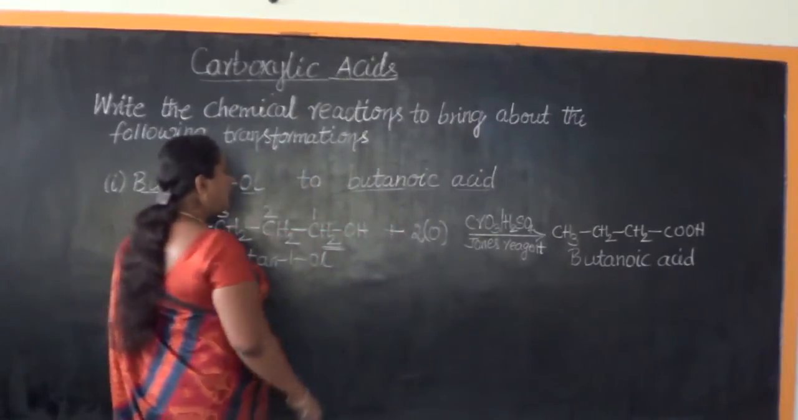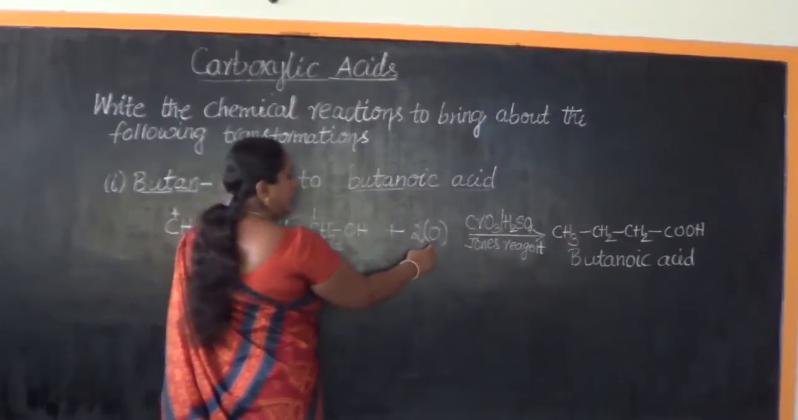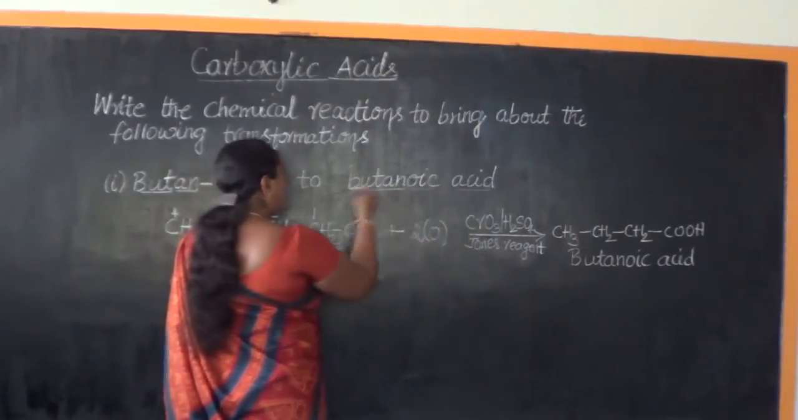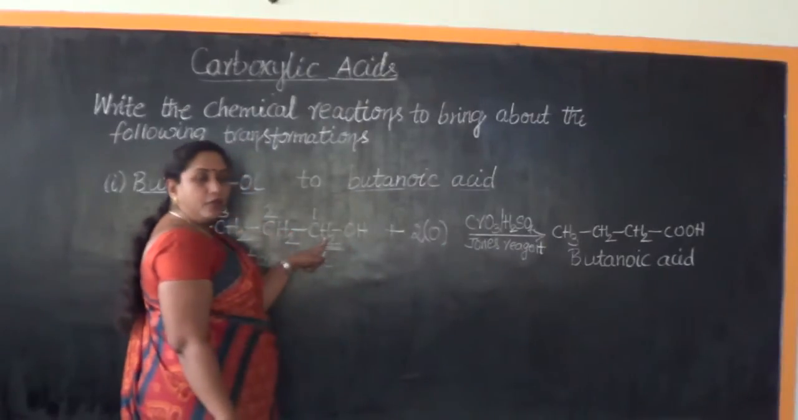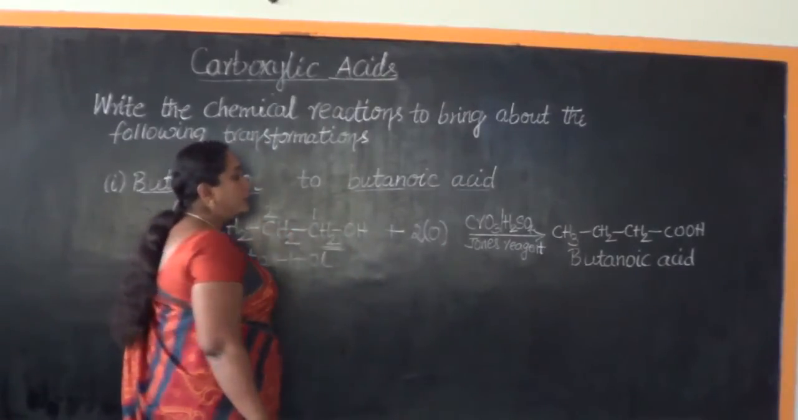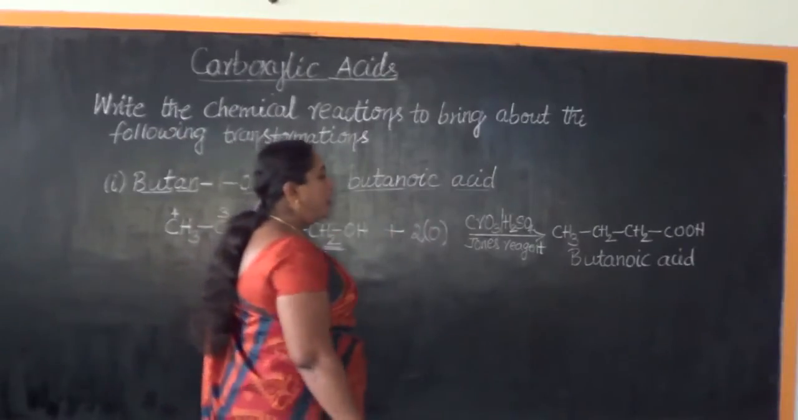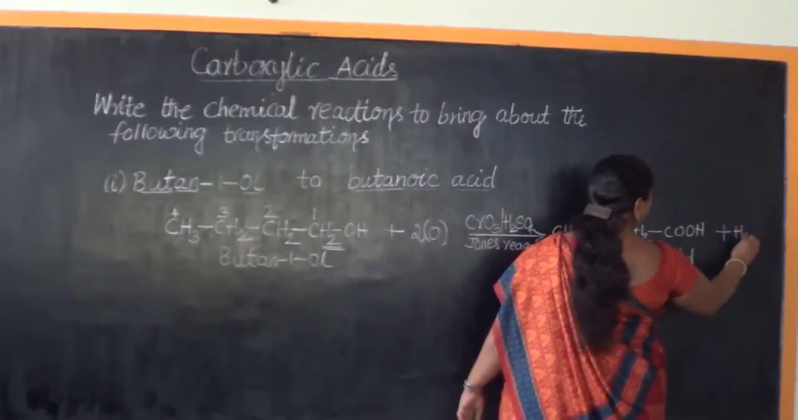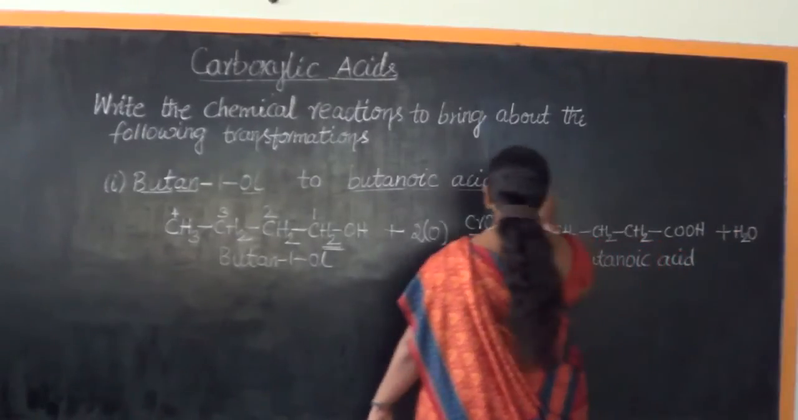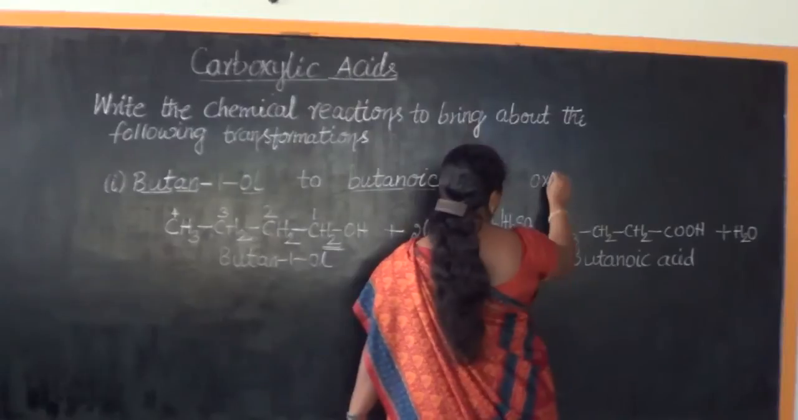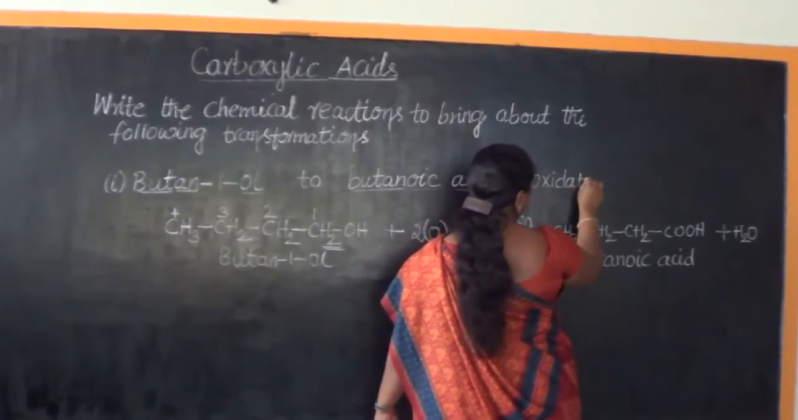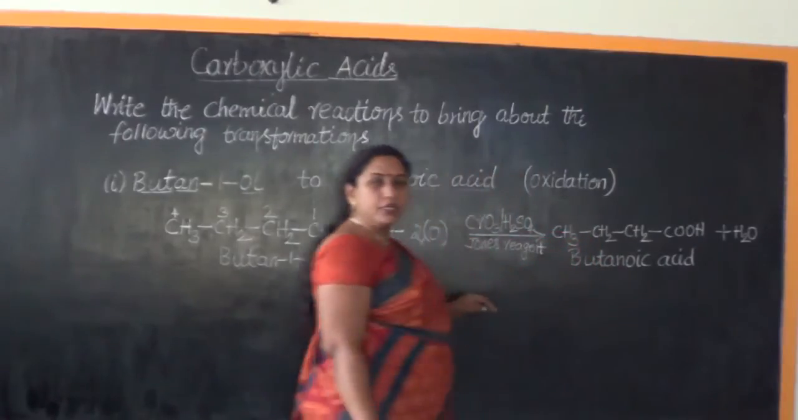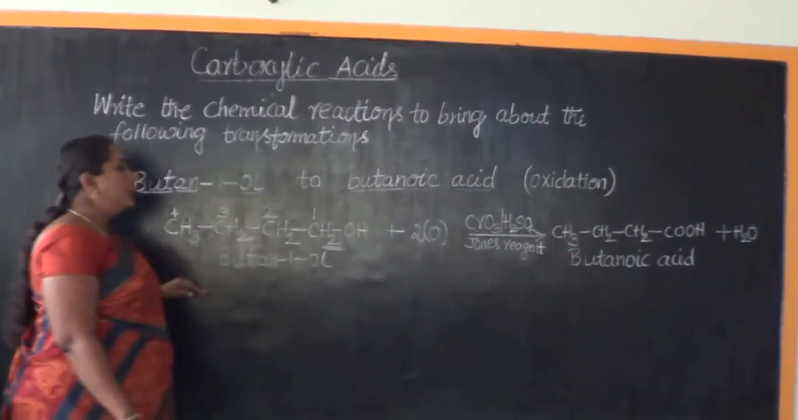What happens now? This dihydrogen will take 1 oxygen and go out as water. In that place, 1 oxygen takes a linkage with the carbon by means of a double covalent bond. So therefore, we obtain butanoic acid along with formation of water. So what is the process involved? What is the name of the chemical reaction involved? We need to carry out the process of oxidation. So what should be your answer?